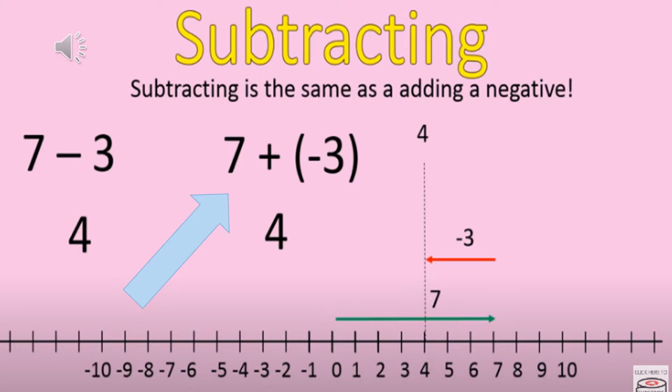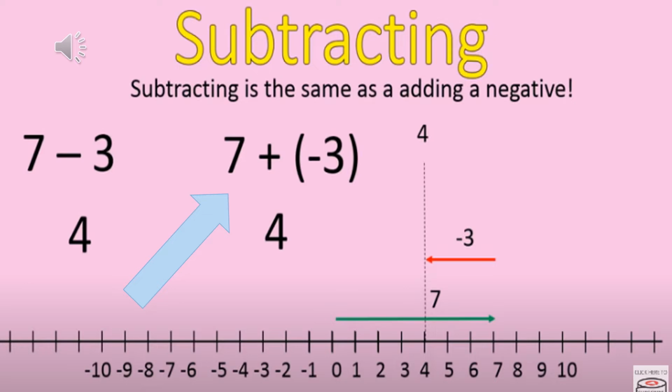What happens if you have to subtract an integer without using the number line? Well, you can still apply KCC. In this example, 7 minus 3, the 7 will stay the same, the minus sign will change to a plus sign, and the positive 3 will change to a -3. That's when you apply KCC.